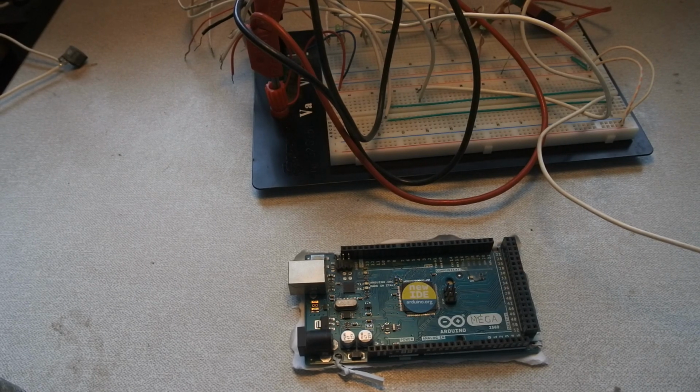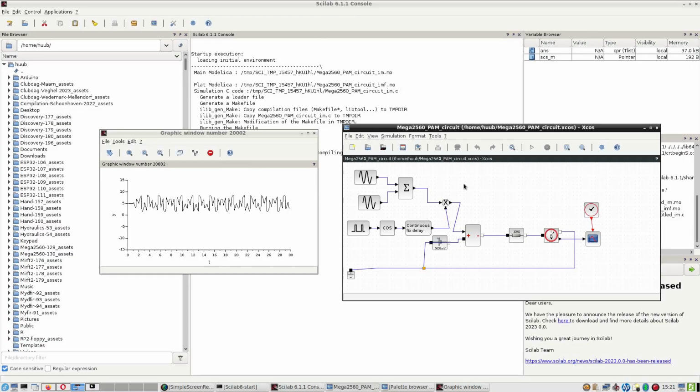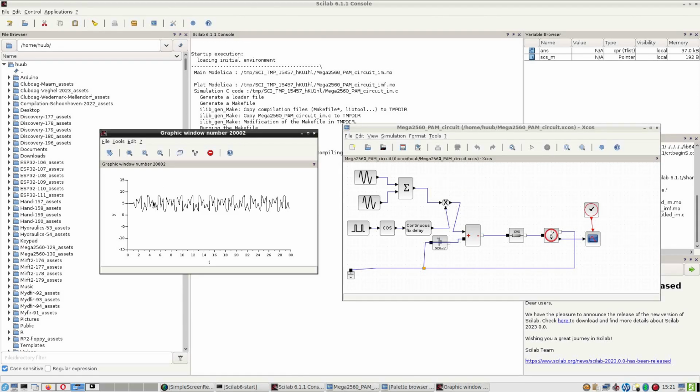So I will change to screencast. Last time I created this simulation circuit and I produced this simulation result. Now the problem is, of course, that it is pulse amplitude modulation which I'm trying to realize, and that means that the result is in the amplitude rather than in the pulse width.